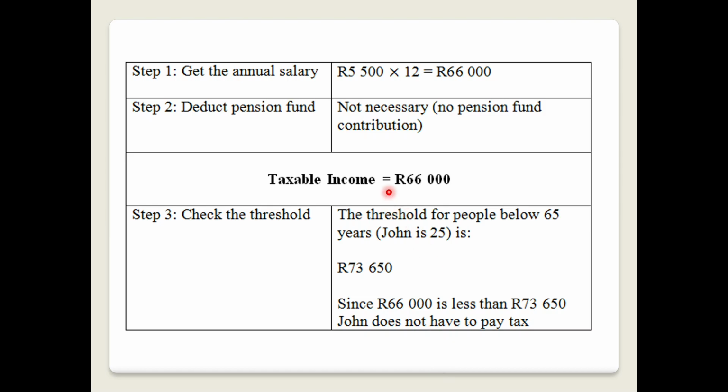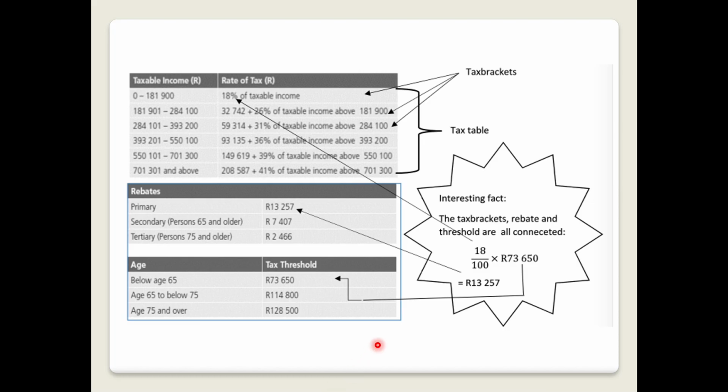So what is John paying? John's taxable income is only 66,000 Rand. So the threshold for people below 65 is 73,650 according to the tables that we received from SARS. So since 66,000 Rand is less than 73,650, John does not have to pay tax, and therefore we will stop. We will not proceed with this question because there's no need for John to hand in tax to pay to SARS. Why not? Because he earns below the tax threshold.